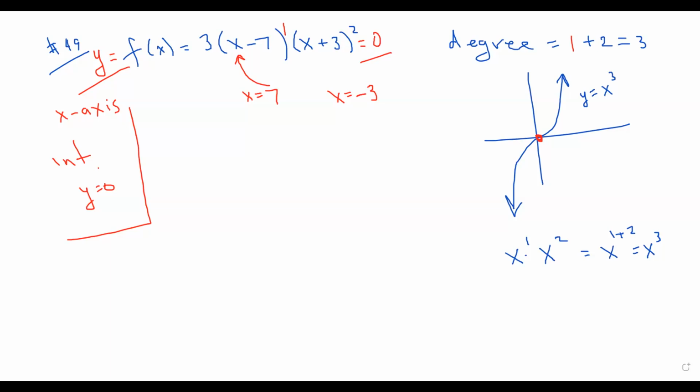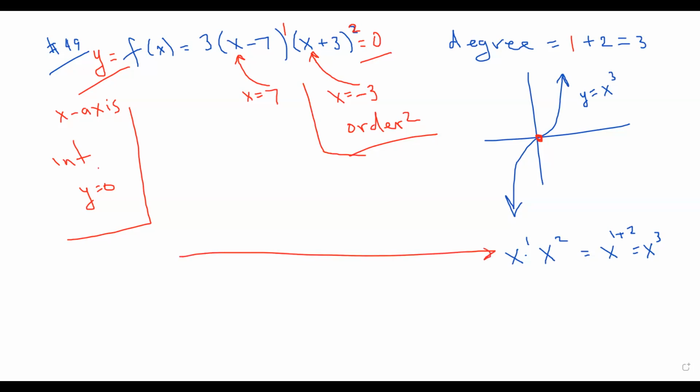Negative 3, because minus 3 instead of x will turn my first parentheses into 0, but there is a power of 2 here. So we say it's order 2 intersection with my x-axis. So if I decide to graph this cubic function, cubic again because degree is 3, then we put those intersections, such as 7 and -3, on my x-axis.